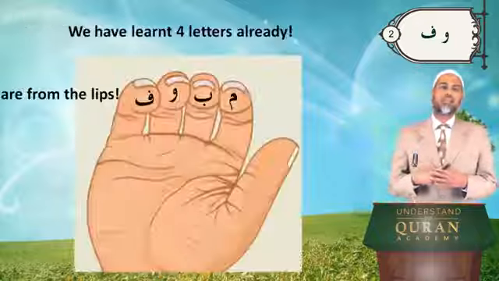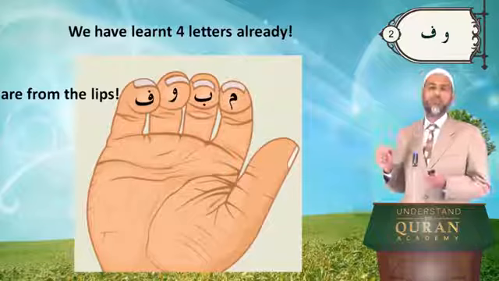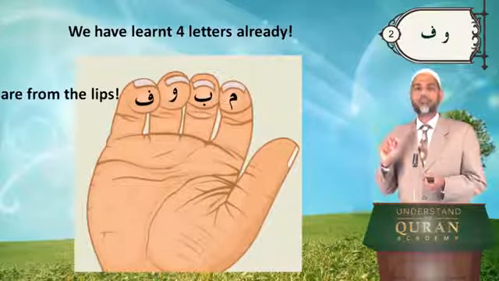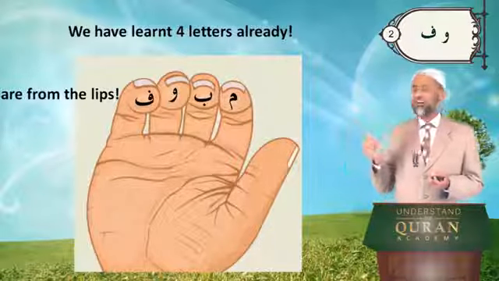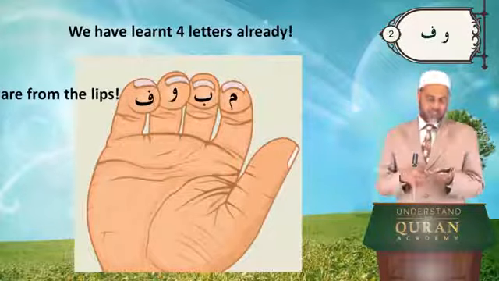So we have already learned 4 lip letters. So we can have this part of the poem ready. Ma, ba, wa, fa are from the lips and they are on the tongue tip, on the fingertips. And we want to have all of them on fingertips. Alright.